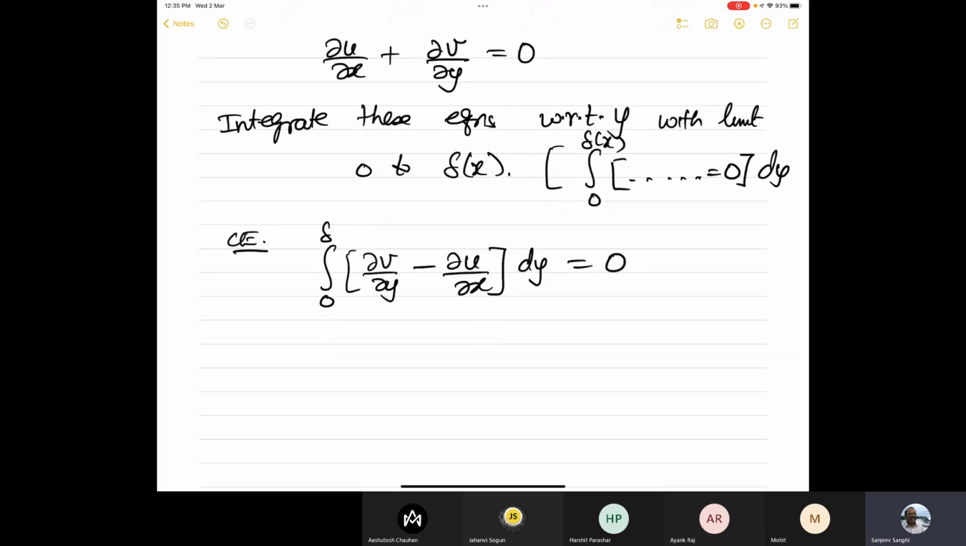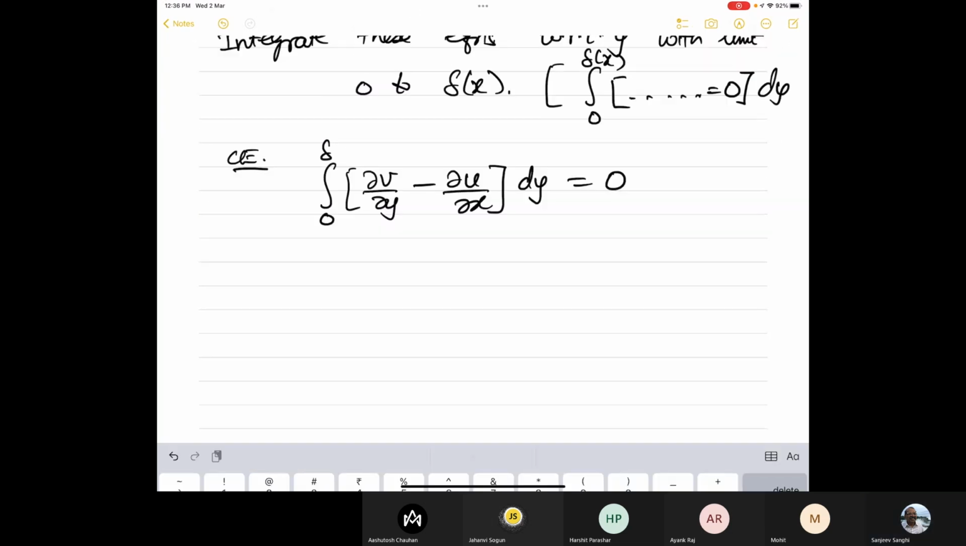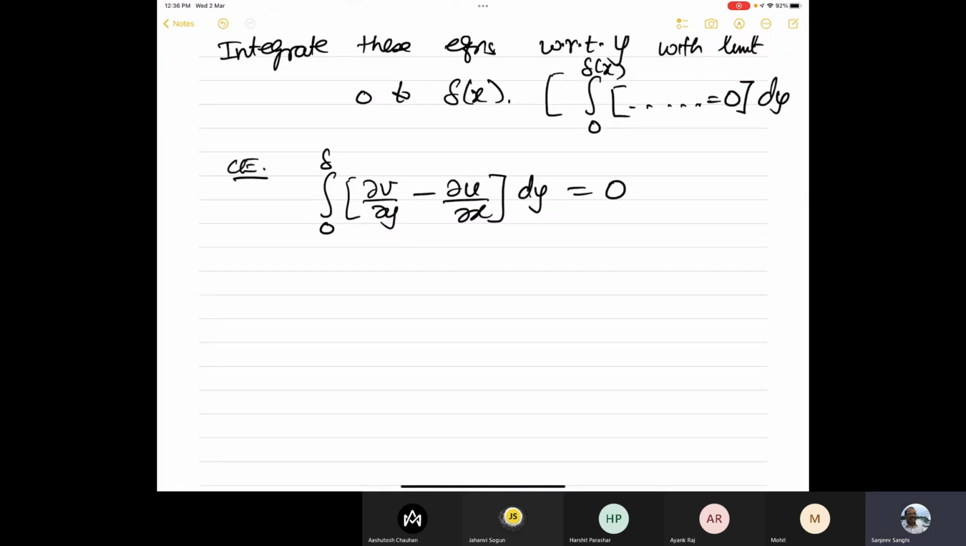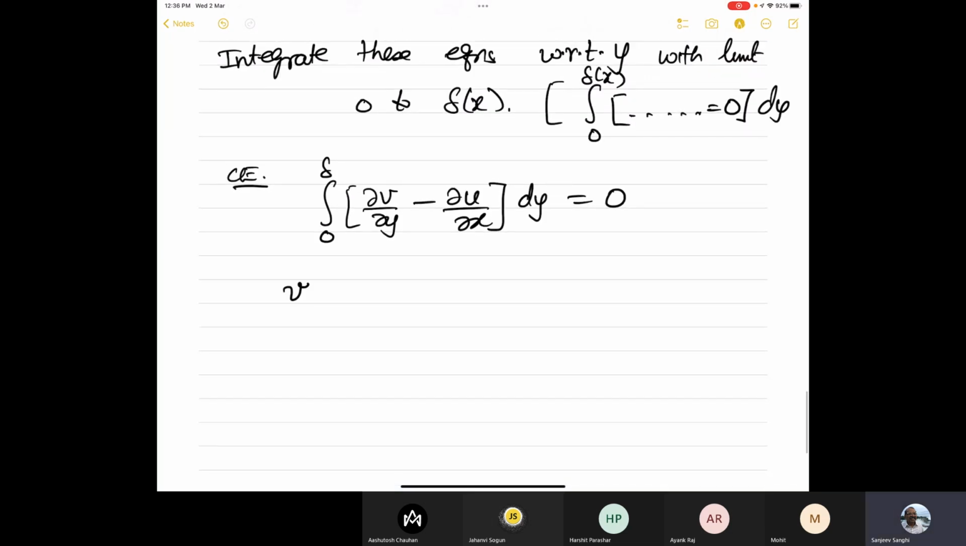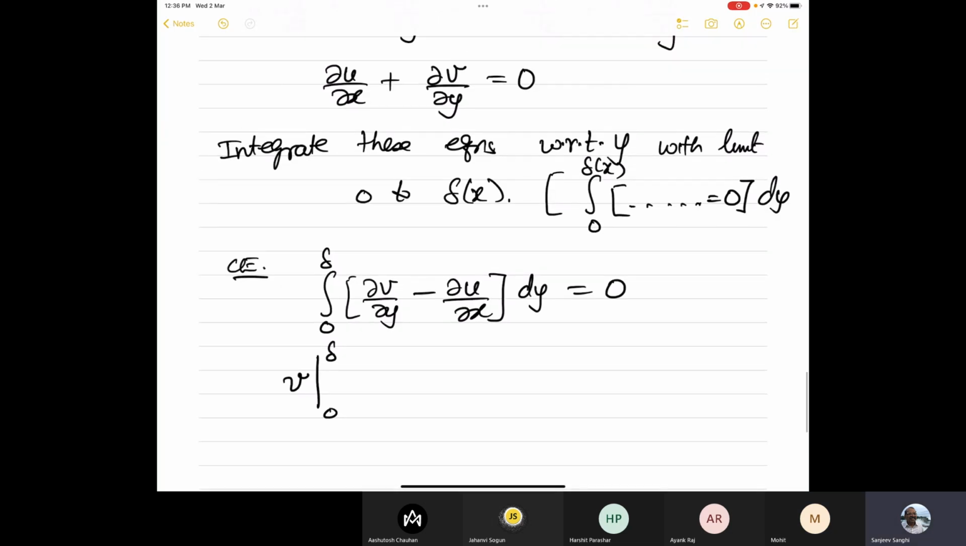And the reason is I want to get the value of y. So now the first term here becomes, basically, the integral of ∂v/∂y, when I integrate this with respect to y, this will become v, with limits from 0 to delta. There is a minus sign, there is a ∂u/∂x, ∂v/∂y.